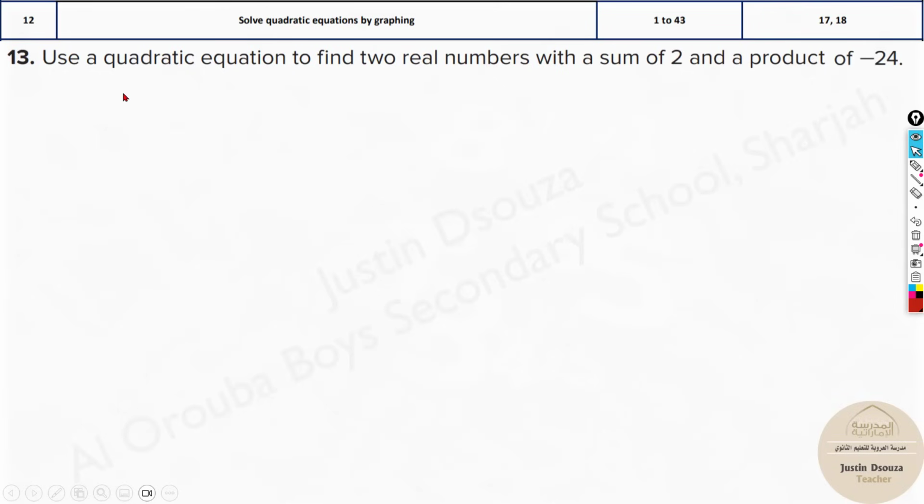And what about this type of problems? Use a quadratic equation to find two real numbers with a sum of 2 and a product of minus 24. So that means we have two real numbers. So if I take x and y as two real numbers, when I add them up, it must be equal to 2. So let me write both these numbers in terms of 1. So x and y are two random real numbers. Let me leave x as it is. Y I will write in terms of x. So I take this x to the other side, y is equal to 2 minus x. So I can write one number as x and one more as 2 minus x.